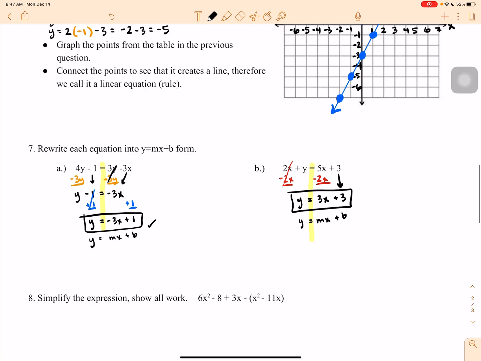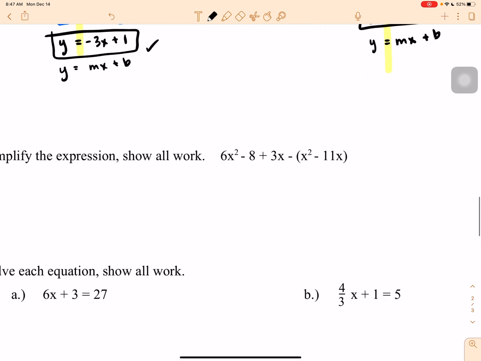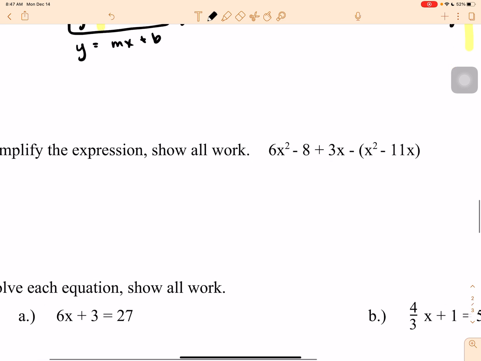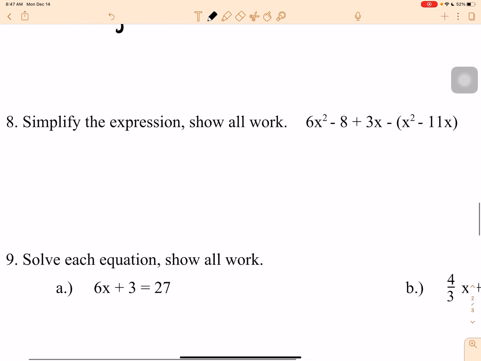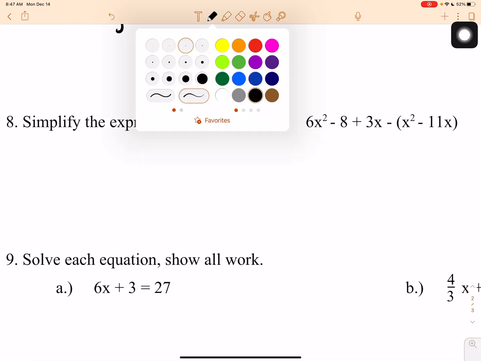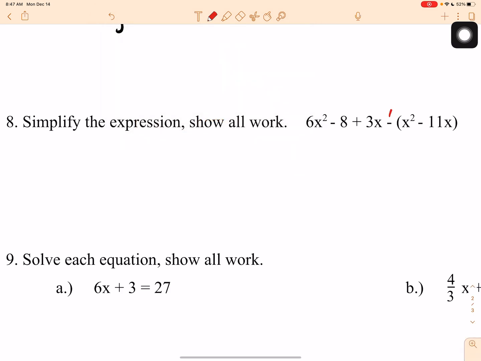All right. Simplify the expression, show all work. It looks like the first thing I need to do here is distribute that negative into the parentheses. So I have this negative here. We're going to go there and there.